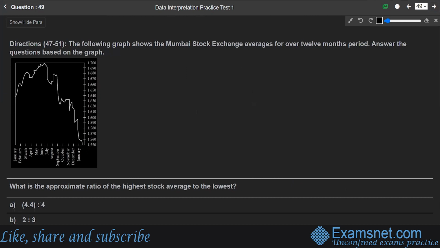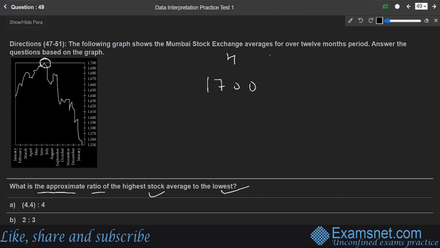Now, the same questions to be targeted using the same chart. The question is, what is the approximate ratio of the highest stock exchange to the lowest value? So let us find out the highest one. The highest one from the graph can be found as the peak value, which is nothing but 1700. So this is the highest one.